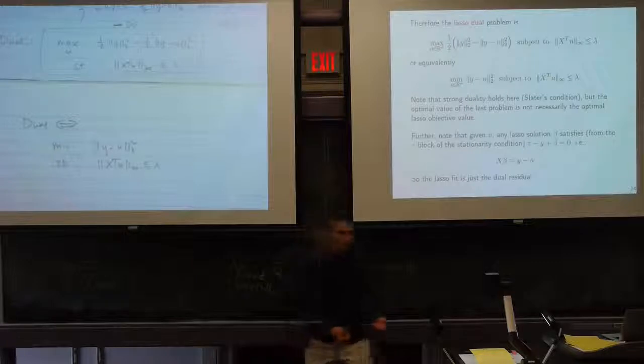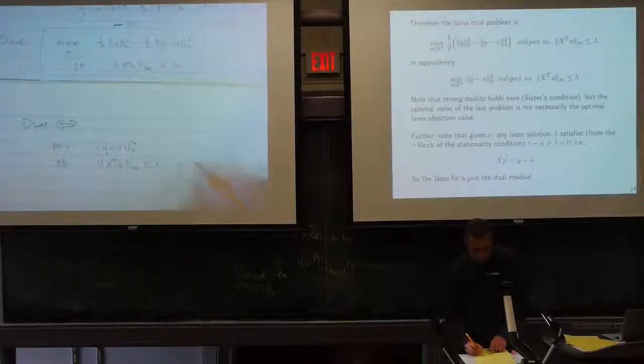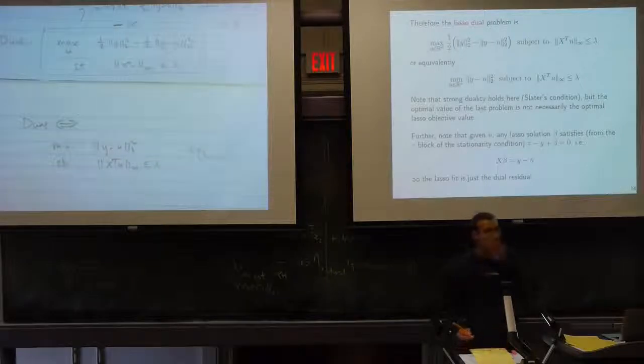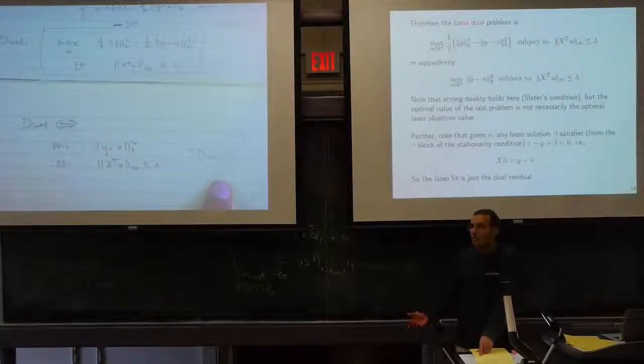Often when people write down duals, they'll call this the dual, but I'll put it in quotation marks. This is not really the dual. It's equivalent to the dual. So why am I making such a big deal out of this? It seems like it shouldn't really matter. Well, it's because the optimal criterion value here is different than it is here.